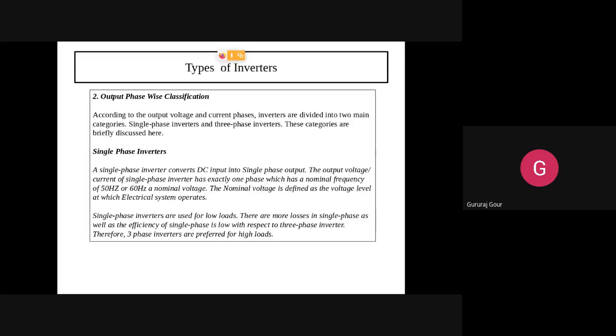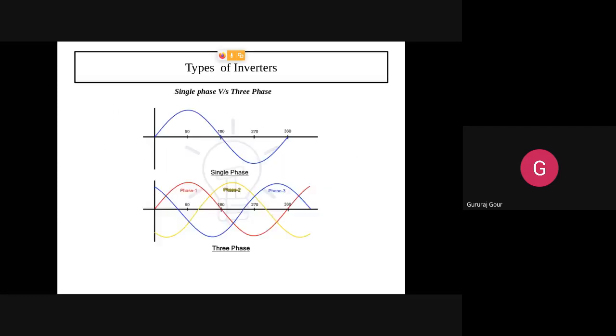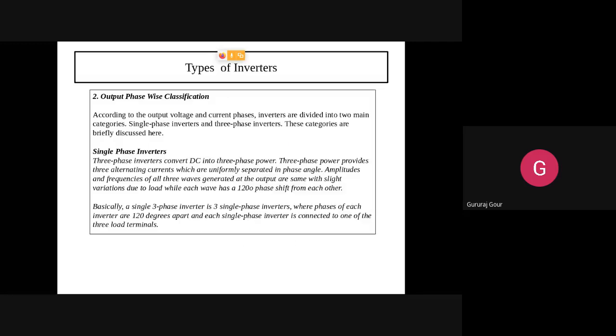The second type of inverter classification is based on what kind of phase we get at the output AC of our inverter. If we have a single phase AC output, it is known as a single phase inverter. Normally it is used with low loads. There are more losses in single phase, as its efficiency is low compared to three phase. Therefore, three phase inverters are normally preferred for high loads. Wherever low loads are there, single phase is required, but for high loads we normally go for three phase. This is the difference you can see here.